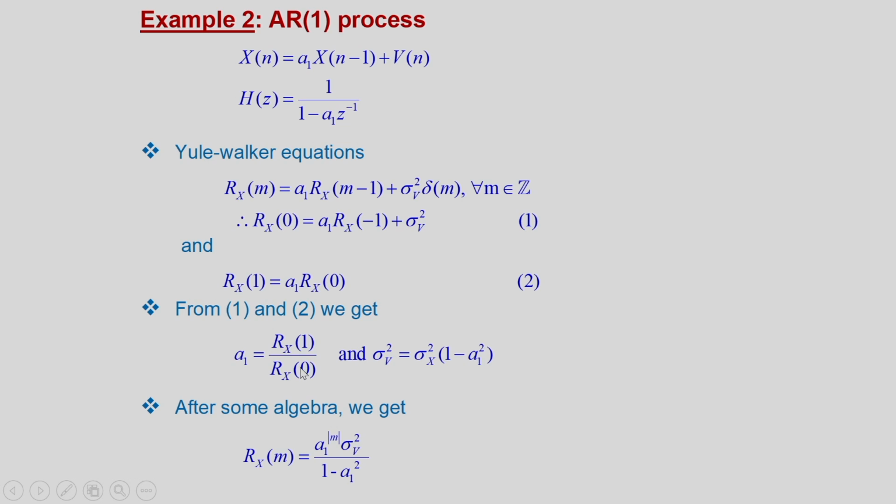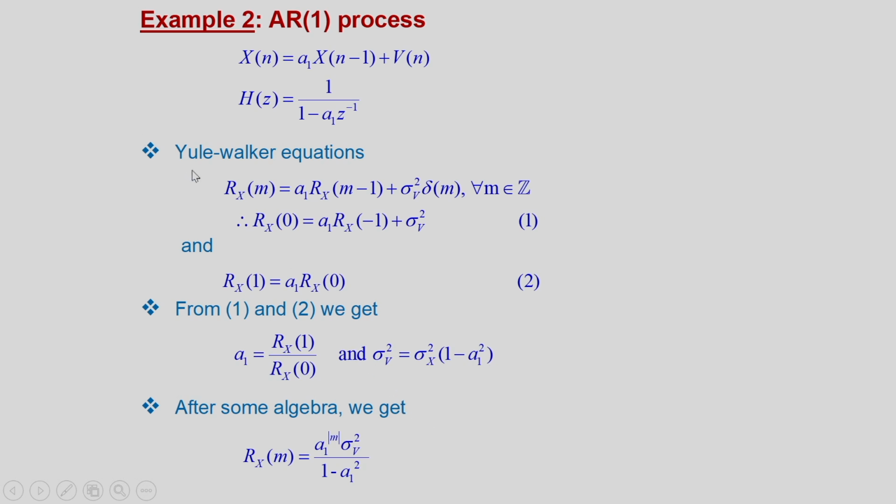And we can also determine the relationship; we have to find out the variance of the white noise. Suppose that is sigma_v squared, which will be equal to sigma_x squared into 1 minus a1 squared. So, this is one equation, and this is another equation. Two unknowns are there, a1 and sigma_v squared. So, a1 and sigma_v squared can be found out from Rx(1) and Rx(0). We have found a1 equal to Rx(1) divided by Rx(0), and sigma_v squared is equal to sigma_x squared into 1 minus a1 squared.